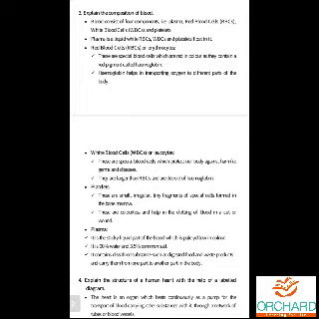Plasma is a liquid, while RBCs, WBCs, and platelets float in it.